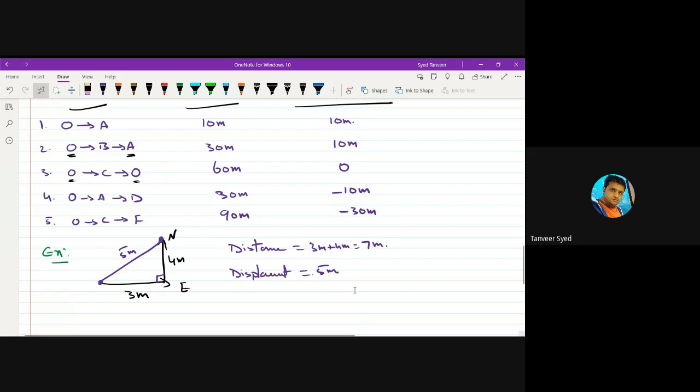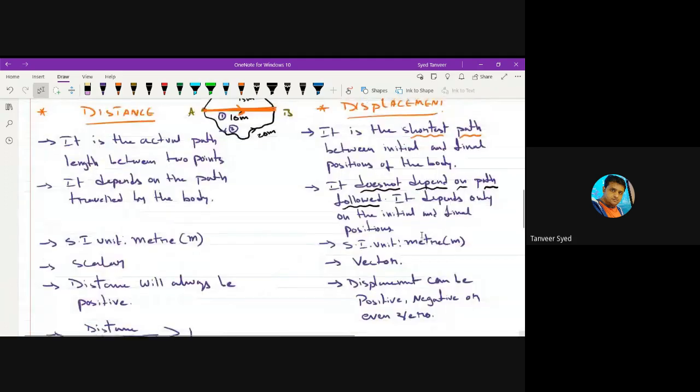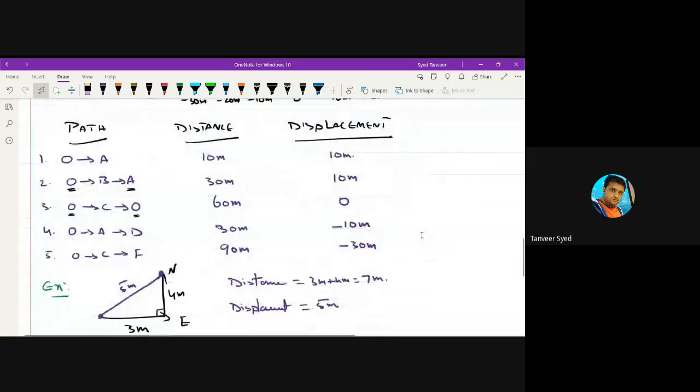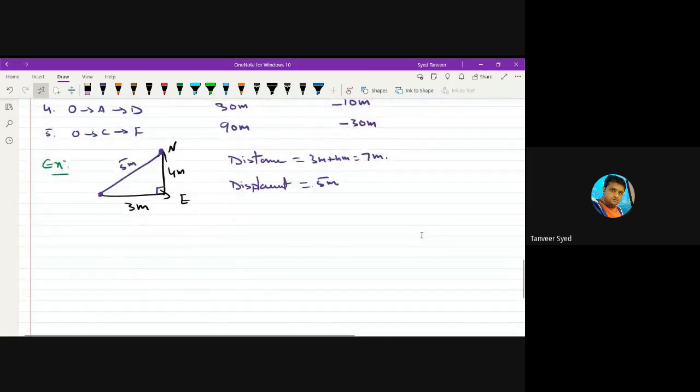Right. So this is the basics of what is kinematics, what is motion, what is rest, distance and displacement. Two basic terms. We'll continue tomorrow.